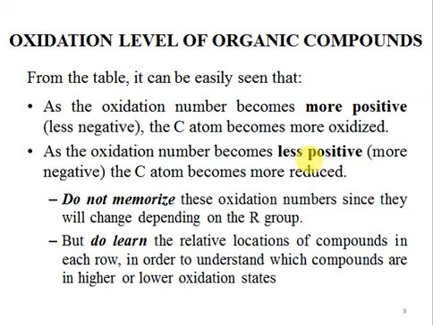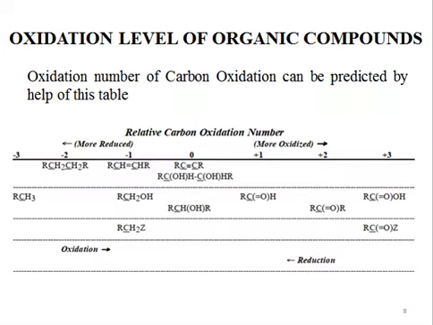So you don't need to memorize these oxidation numbers, just learn the relative locations, right? By just seeing the relative locations, we know, okay, we have an alkane, so that's more negative, that's more reduced. Then we have alkene, so alkene is less reduced as compared to this alkane. Then we have alkynes, so alkynes are more oxidized as compared to this alkene, right? So just remember the locations, you don't need to remember the number.